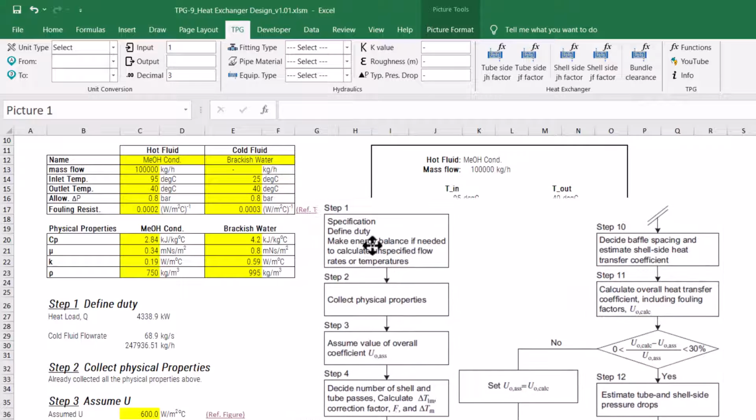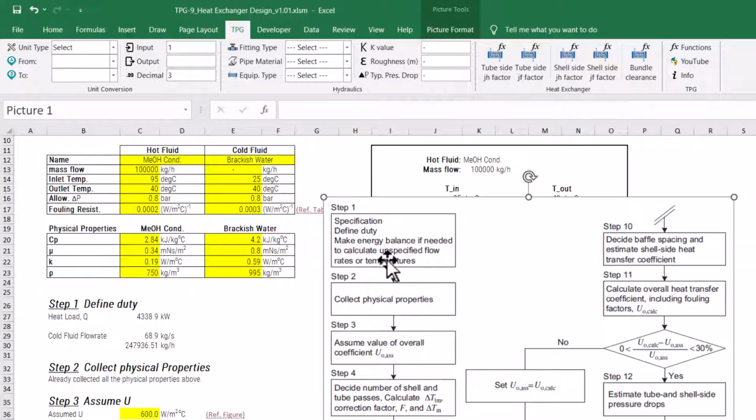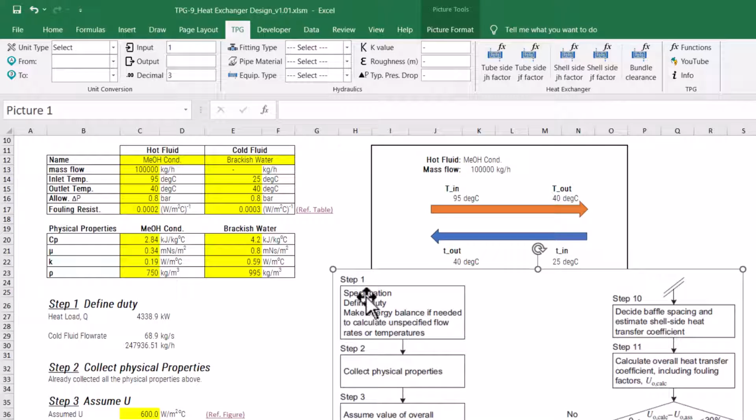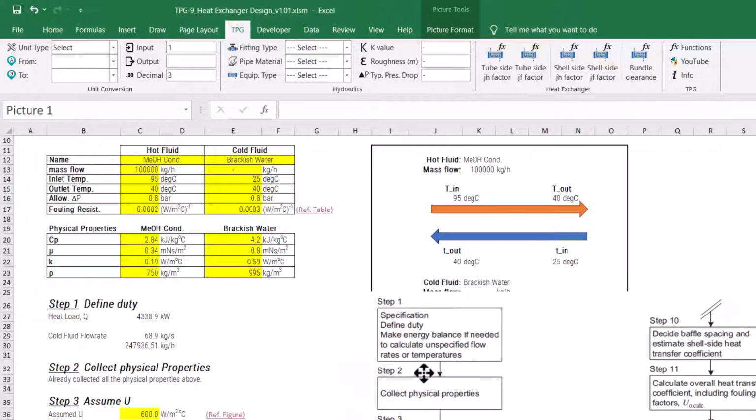Now we will follow this algorithm step by step to design our heat exchanger. Starting with step 1: step 1 is about defining the duty as well as doing the energy balance if needed to calculate unspecified flow rates or temperatures. In our case, we don't know the flow rate of brackish water. We also need to calculate the duty.